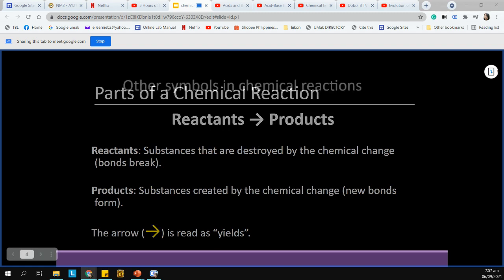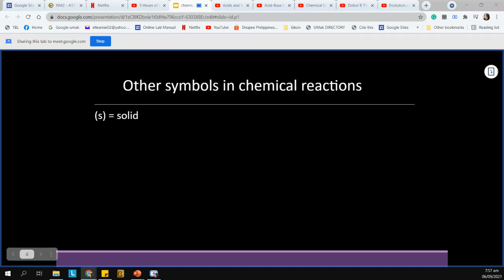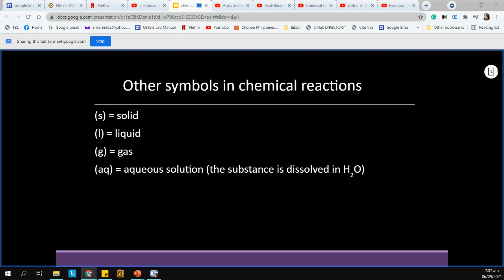Okay. Now we also have symbologies that are included in a chemical reaction that state its state. So you have a solid, S, liquid, gas. Then you have also what we call aqueous. So when you say aqueous, you have there a substance that is dissolved in water. So for example, when you say salt solution, it's an aqueous solution. Okay? Because you have salt, which is a solid, then it's combined with water. Okay? And then you have also what we call the plus signs if you have more than one reagent or product.